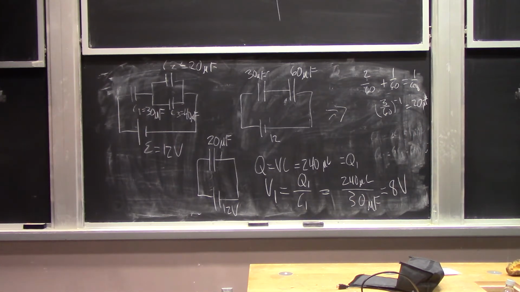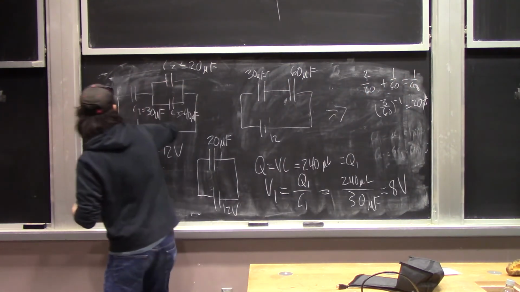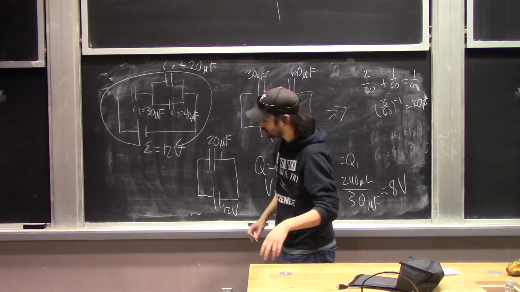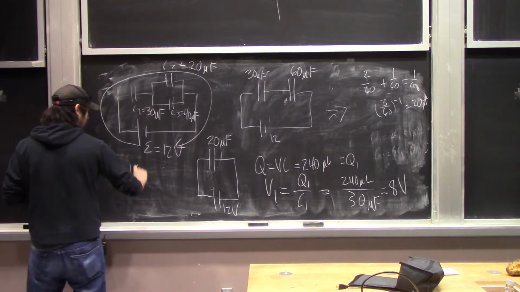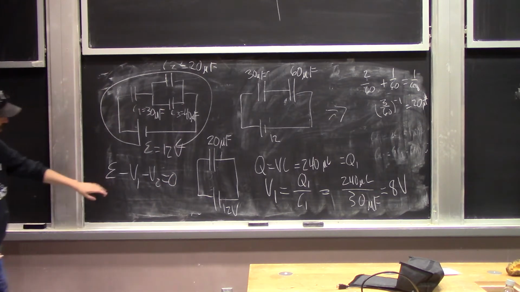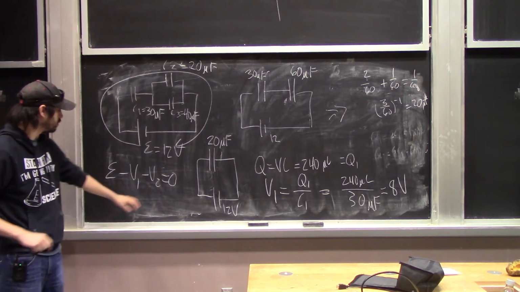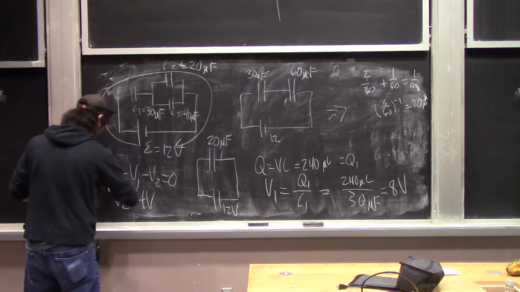Now, the next thing that it asks us is to find the voltage across C2. The voltage across C2 we can find by doing a loop that goes around the outside. When we do this loop, we find that epsilon minus V1 minus V2 is equal to 0. We know epsilon is 12, V1 is 8, and so in order for this to be equal to 0, V2 is going to be equal to 4 volts.